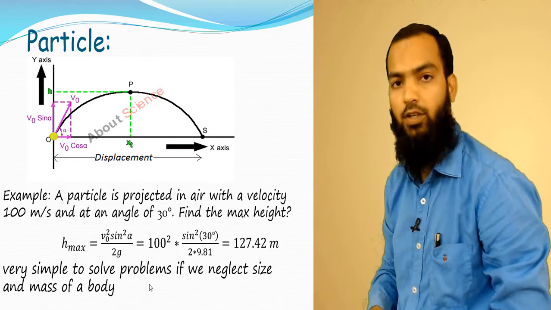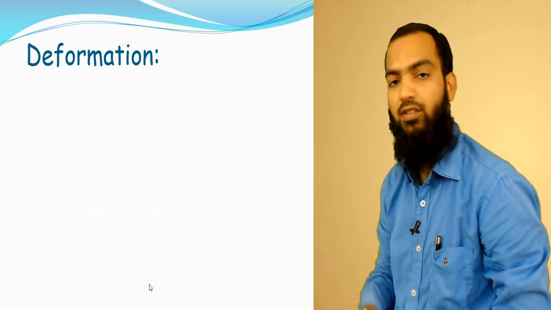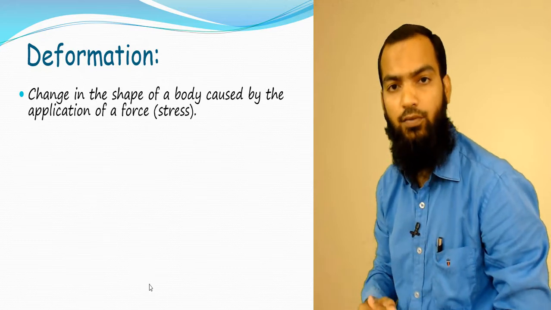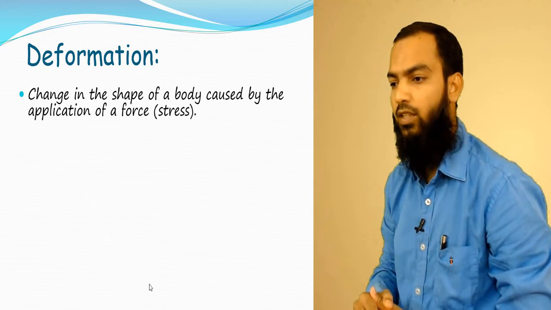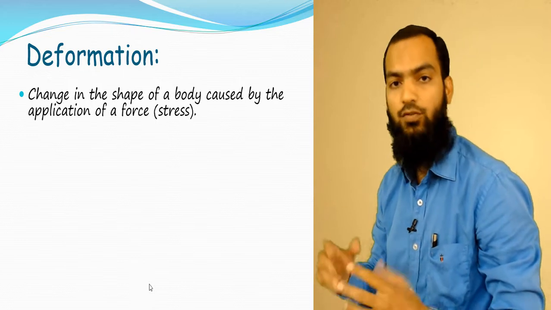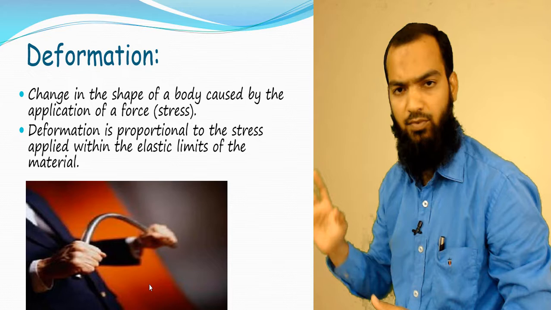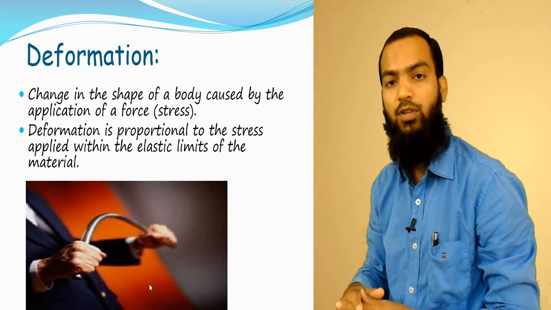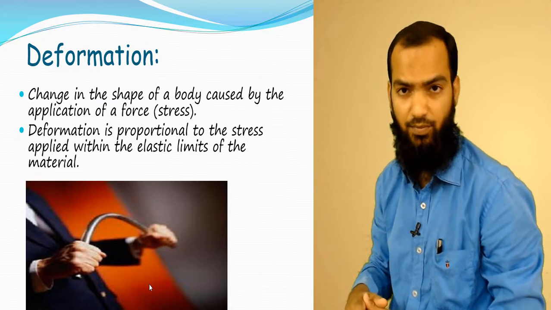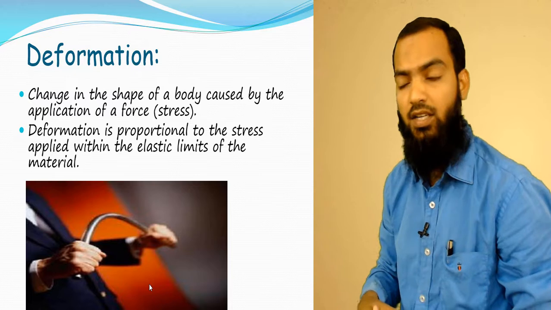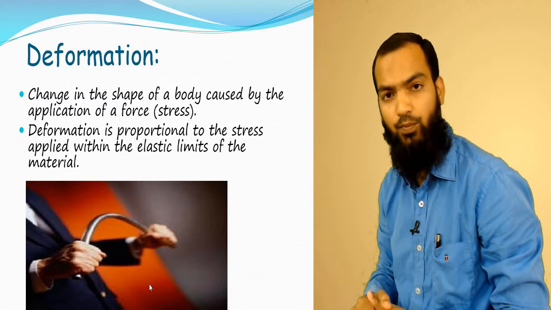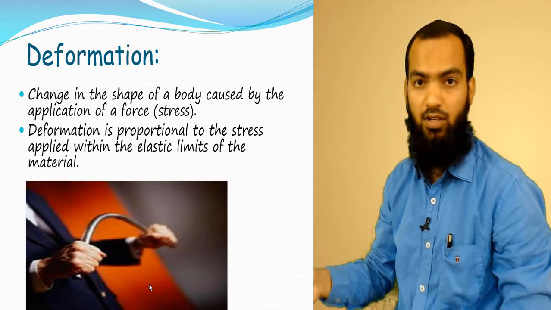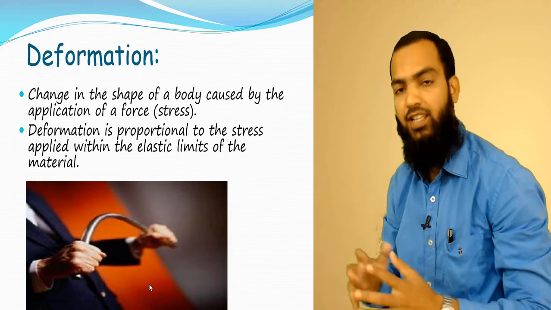Before going to the rigid body, let us understand the term deformation. Deformation means change in the shape of a body due to application of forces. Change in shape, that's it. As you can see in the figure, the rod is bending due to application of forces or stresses. So I can say that deformation is directly proportional to stresses applied within the elastic limit, because after the elastic limit the body eventually fails. Now what is a rigid body?